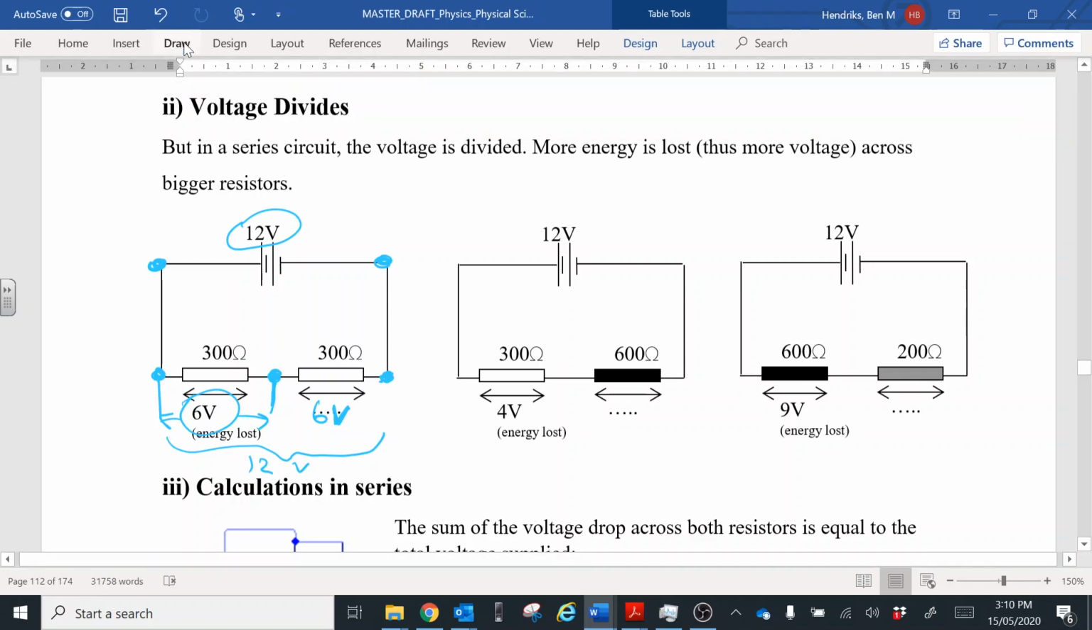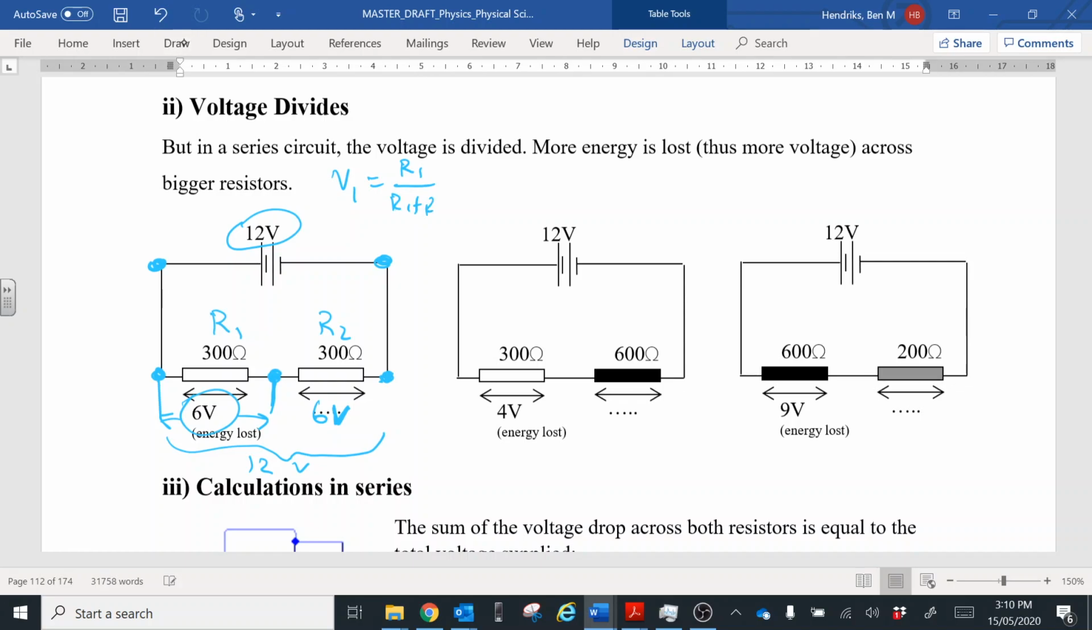Okay, good. So let's now label this one R1 and this one R2. If we were to calculate, there's actually an equation. So if we want to calculate V1, we could use R1 over R1 plus R2, and we multiply that by the voltage in, or the total voltage, which would be the 12 volts. If you wanted to calculate V2, so the voltage drop across the second resistor, it's pretty much the same formula, just R2 goes on top there instead of R1, times the voltage in.